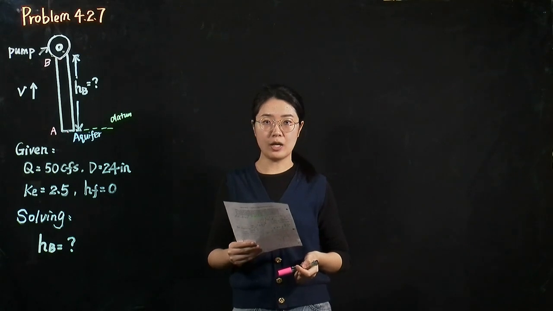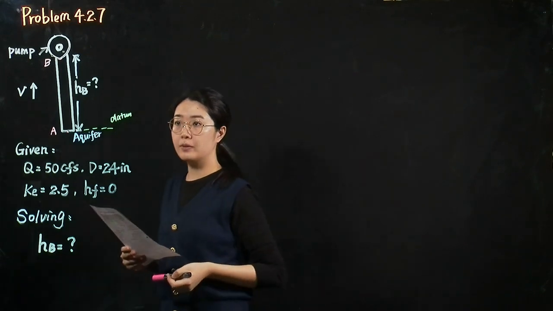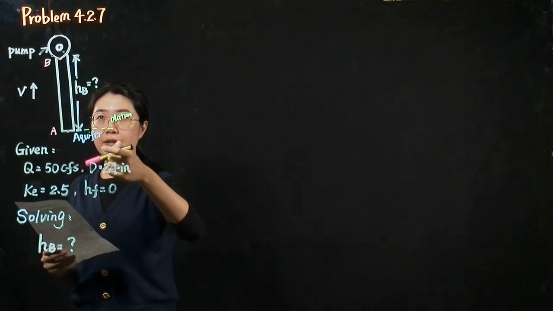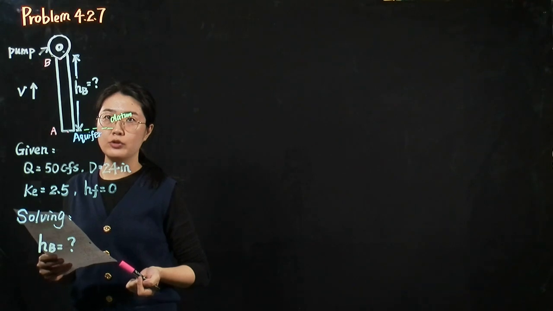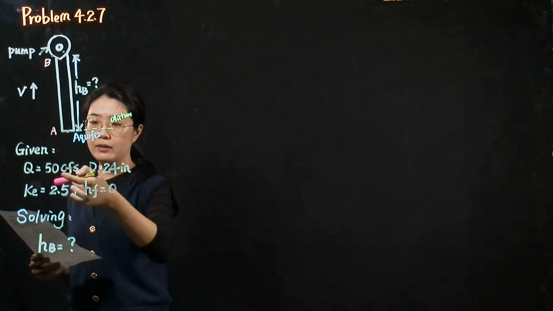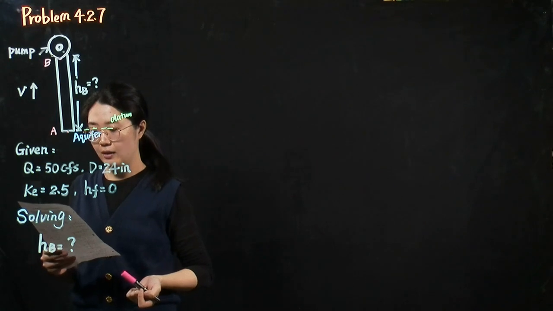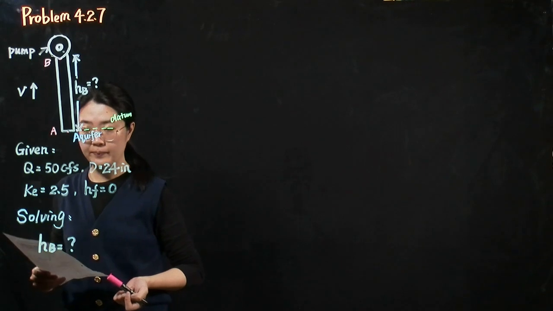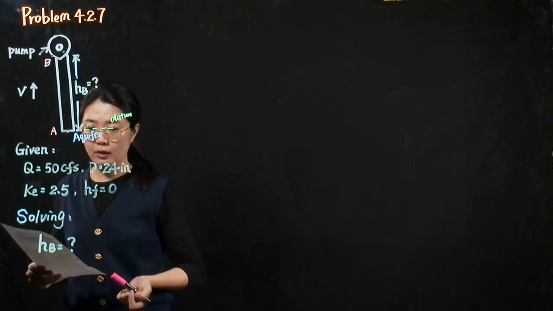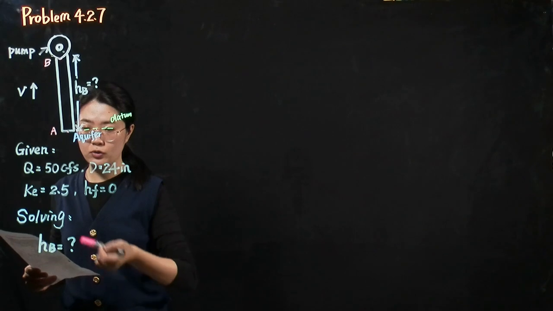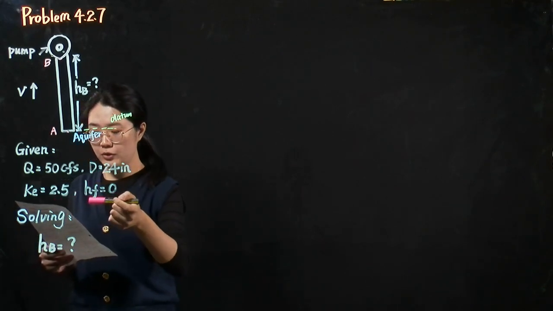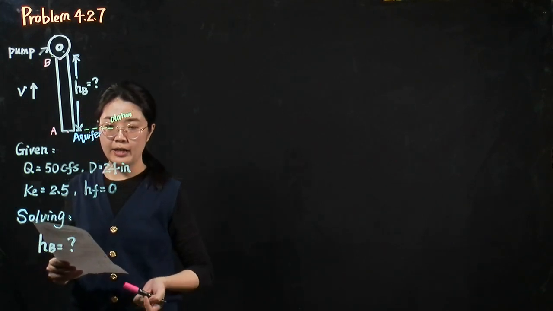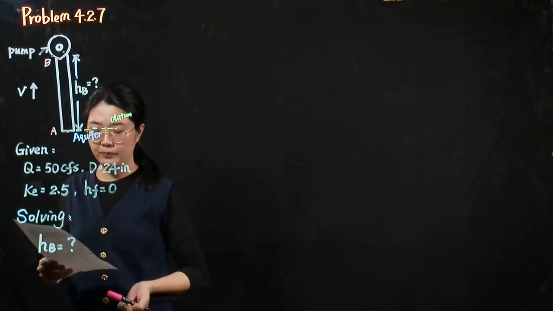Let's take a look at problem 2. A pump will be used to lift the water from the aquifer and then transported to the water treatment plant. The flow rate equals 50 cubic feet per second. A 24-inch pipe is used with an entering screen. The coefficient of the loss caused by the entering screen equals 2.5. And we assume the friction loss on the suction side of the pump is negligible. The H sub F equals 0.